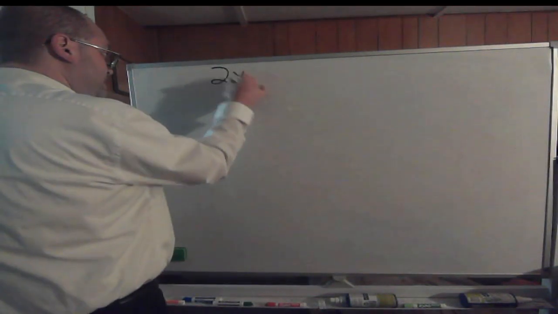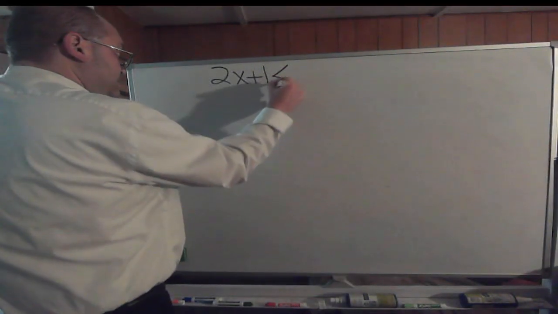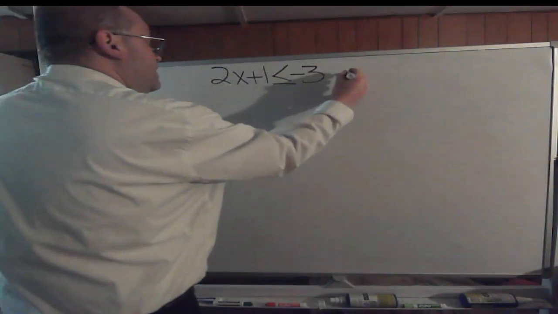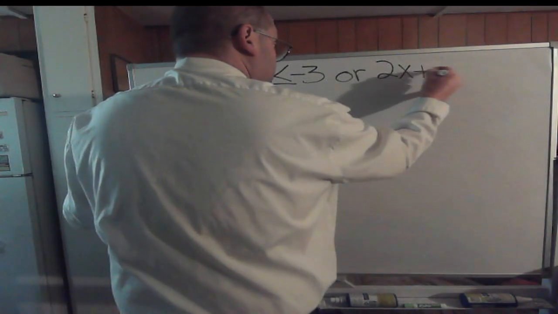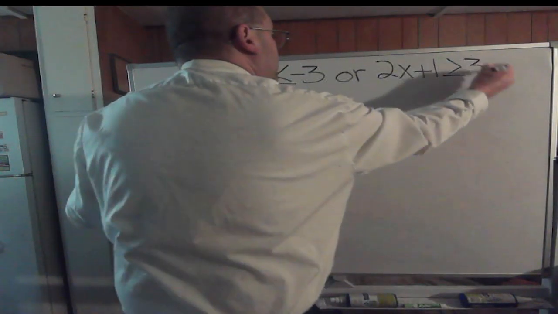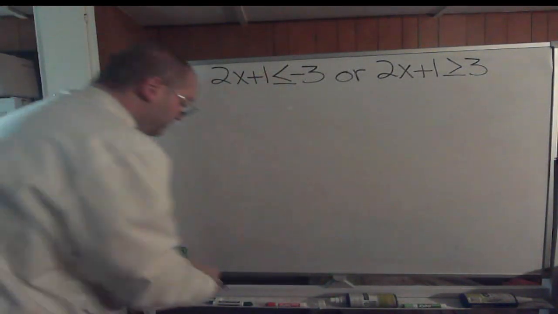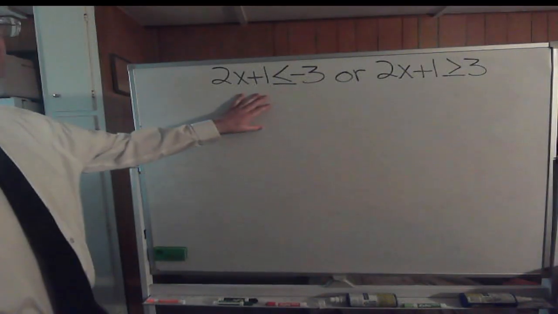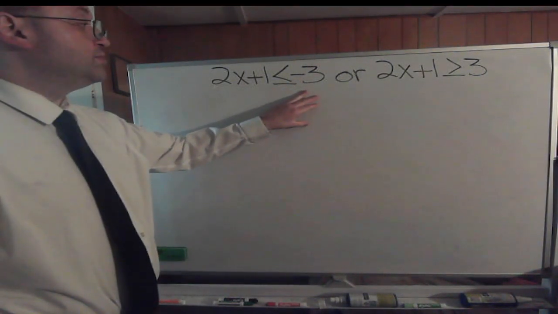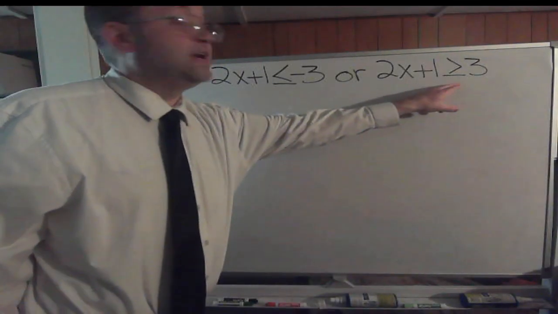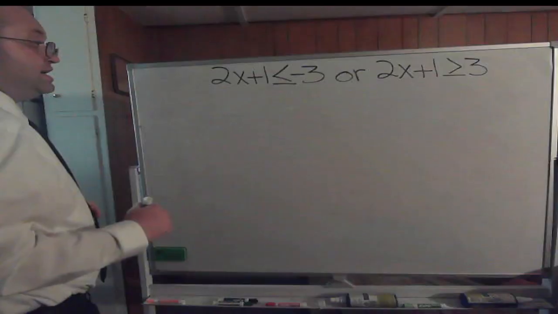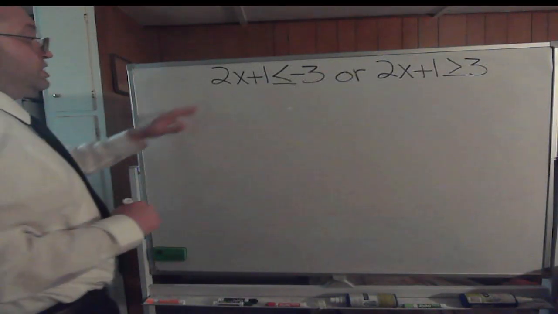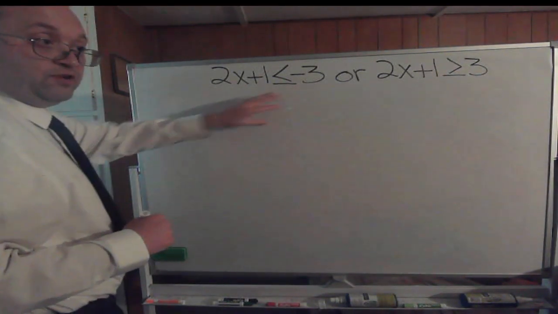Let's see, 2x plus 1 is less than or equal to negative 3, or 2x plus 1 is greater than or equal to positive 3. For this inequality, take one inequality at a time. Let's start with 2x plus 1 is less than or equal to negative 3.